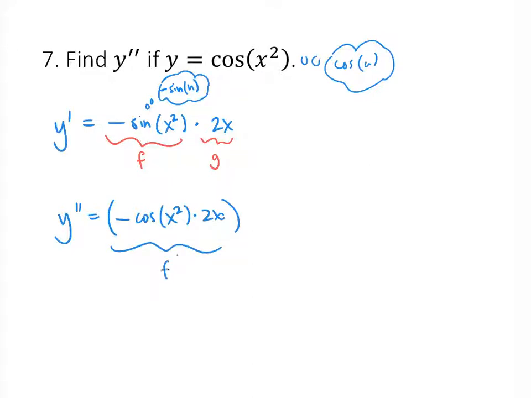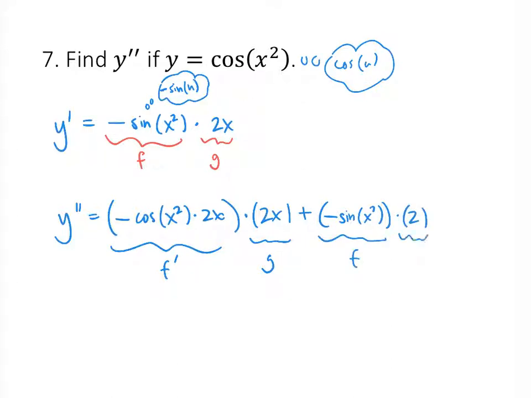All of this right here is f prime, times g, which is 2x, plus f, which is minus the sine of x squared, multiplied by g prime, which is just 2. And that's our y double prime.